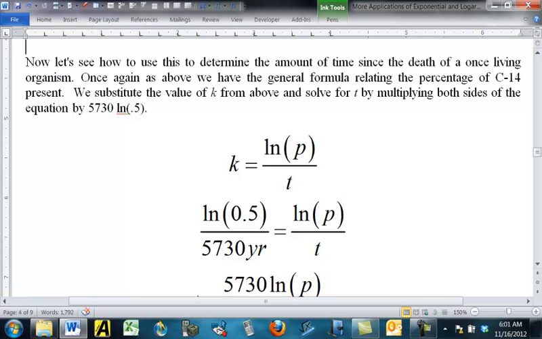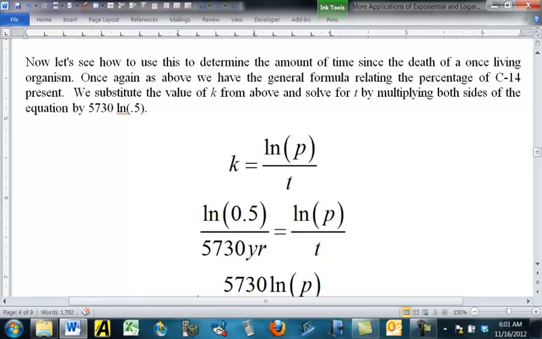So, a couple of things. Realize that this measures not, like if it's a piece of furniture, for example, it doesn't really measure when the piece of furniture was made, but rather when the tree died that the piece of furniture was made from.